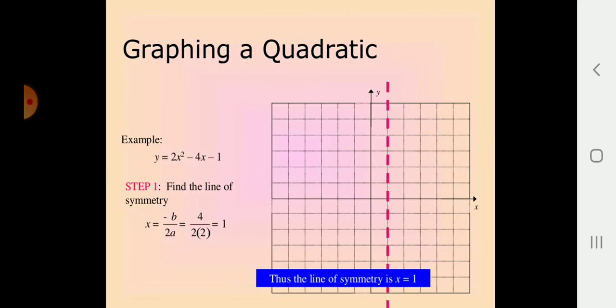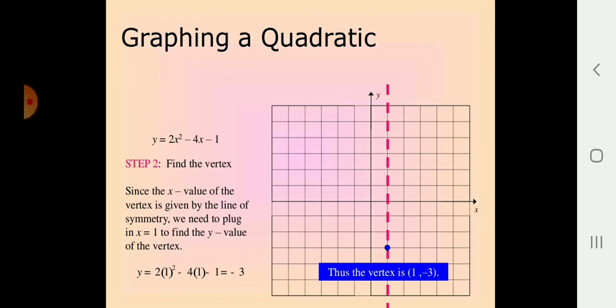So graph quadratics. For example, y equals 2x squared minus 4x minus 1. So step 1, find the line of symmetry. x equals negative b over 2a, which is 4 over 2 times 2, equals 1. So the line of symmetry is x equals 1.